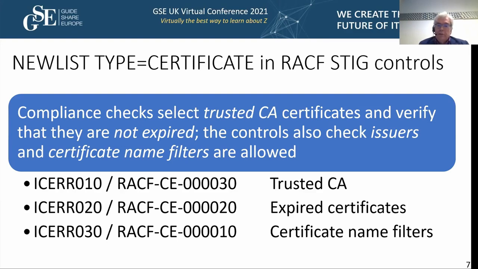And then you also want to be able to find expired certificates, make sure they're not expired. And you also want to check if you have certificate name filters that you don't map the whole world to a highly authorized user ID in the mainframe, right? So the certificate name filters also need to be checked.